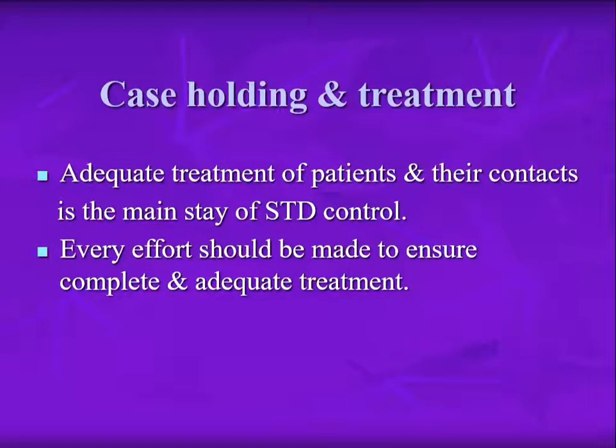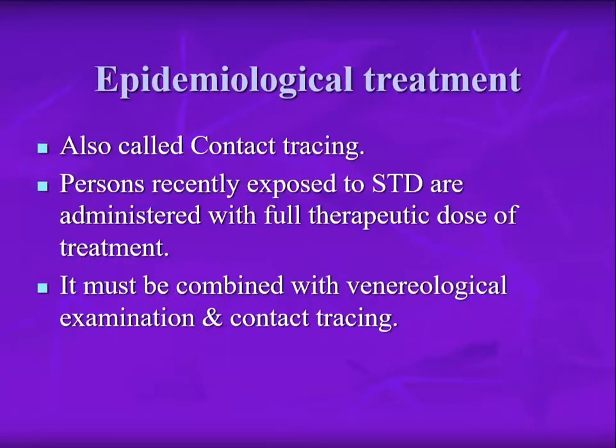Case holding and treatment: adequate treatment for the patients and their contacts is the mainstay of STD control. You have to give complete treatment to the patients and also their contacts. That is the main program by which we can control STDs. Every effort should be made to ensure complete and adequate treatment. And epidemiological treatment, also called contact tracing treatment: persons who are recently exposed to STD are administered a full therapeutic dose of treatment.